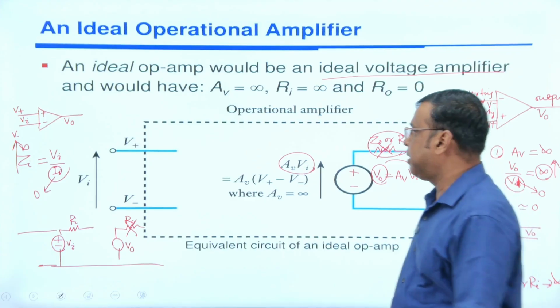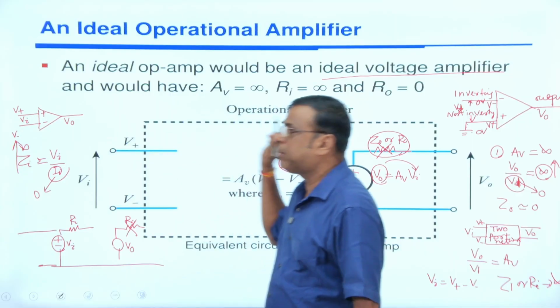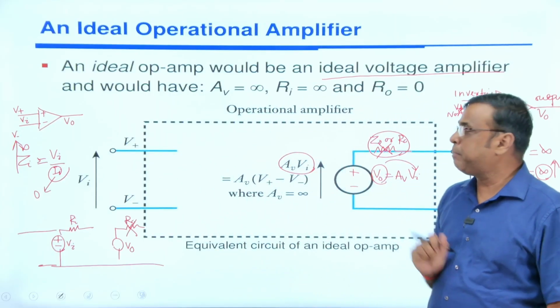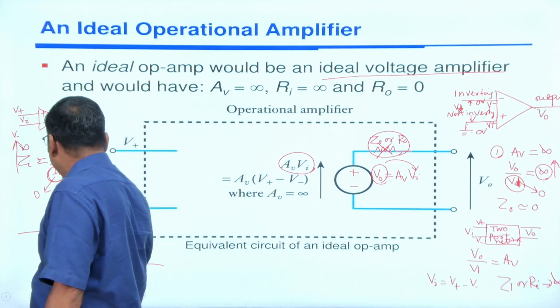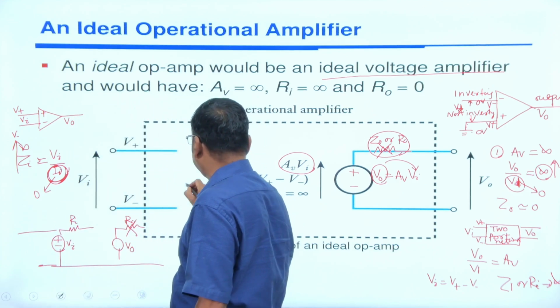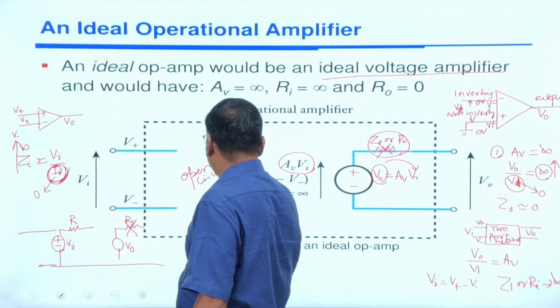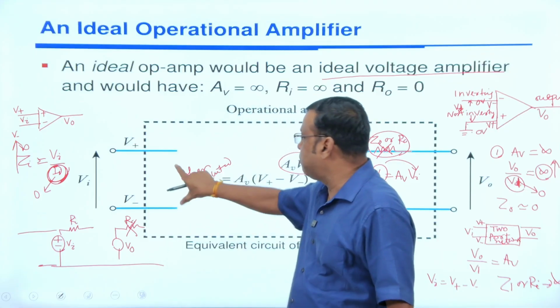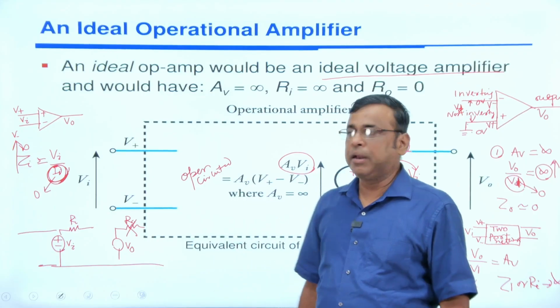Short circuited. Since input impedance is infinite, as a characteristic of the operational amplifier, the input current is 0. If input current is 0, current 0 means what? This is open circuited. In an operational amplifier, the input port is open circuited here, due to the input impedance being infinite.